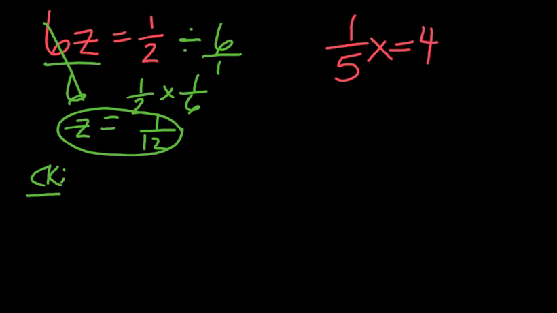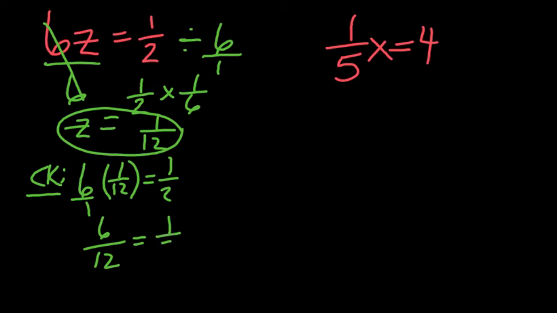You put 1/12 in for z, so 6 times 1/12 equals 1/2. Well, put 6 over 1, top times top, that's 6. Bottom times bottom, that's 12. 6/12 equals 1/2. 6/12 does reduce to 1/2. So 1/2 equals 1/2. Okay, this other one says 1/5 x equals 4.